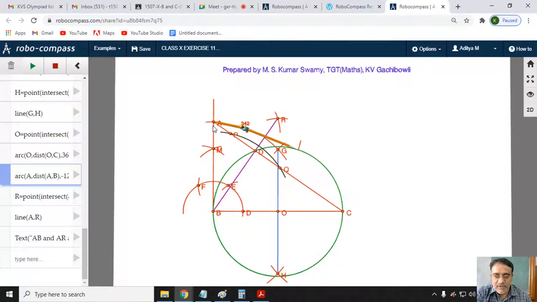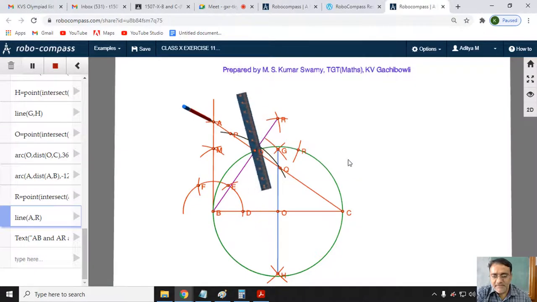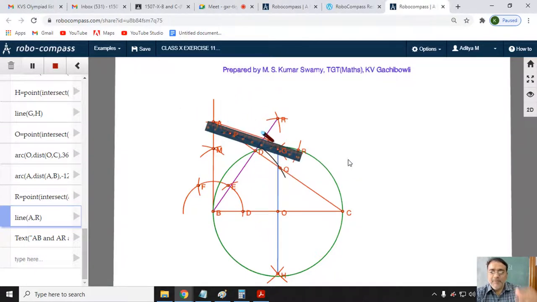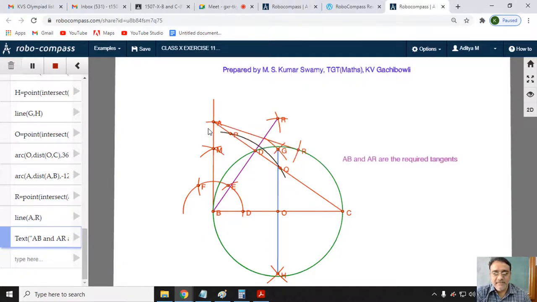Now see, already AB जो है वो OB radius से perpendicular है, so AB is a tangent. So what we will do, we will measure AB and we will cut one arc here. So let this point is R and we will join AR. So this AB and AR are the required tangents from point A. Okay, so any doubt for this construction?